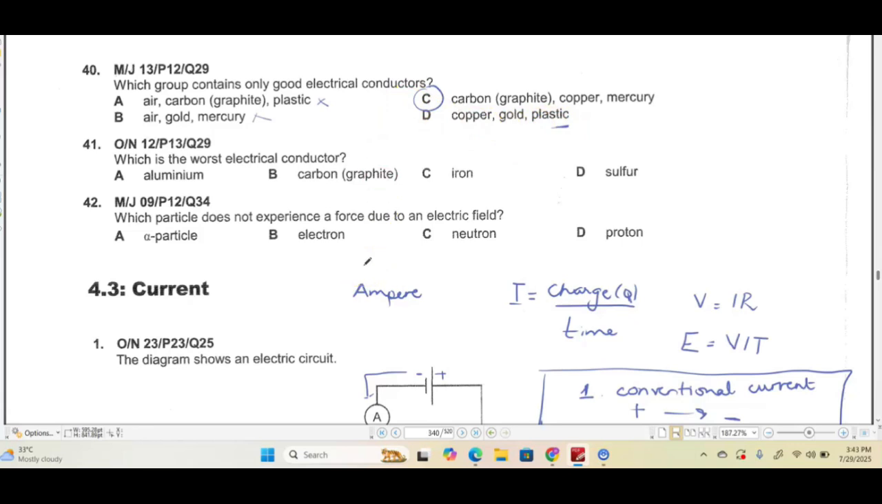Which is the worst electrical conductor? The worst electrical conductor would be sulfur, which is a non-metal. Which particle does not experience a force due to an electric field? It would be a neutron because it is electrically neutral. Alpha particles are positively charged. Electrons जो हैं वो are negatively charged. Protons are positively charged as well. So C is electrically neutral. So C is going to be the answer.